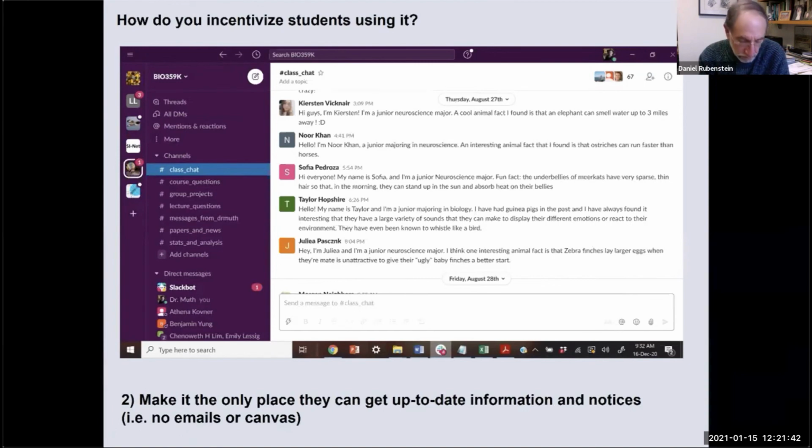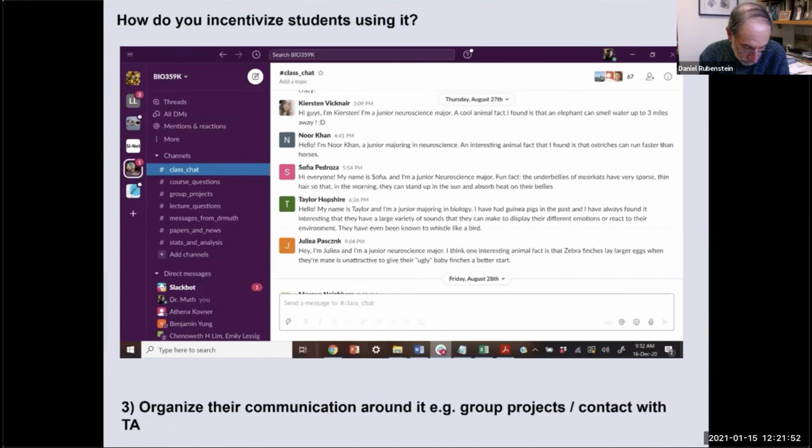I think that often students just get bombarded with too much information. People will cross-post in too many different places. And so I really just had all the information going to this single place.